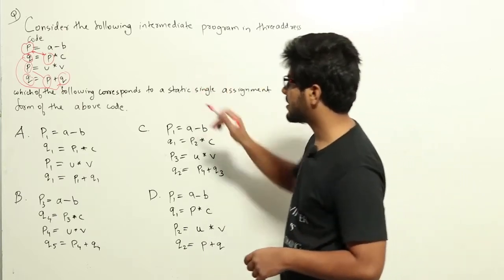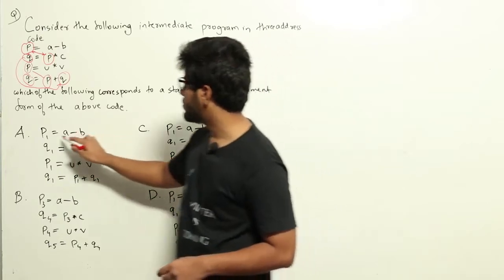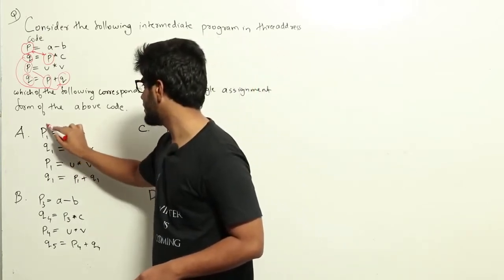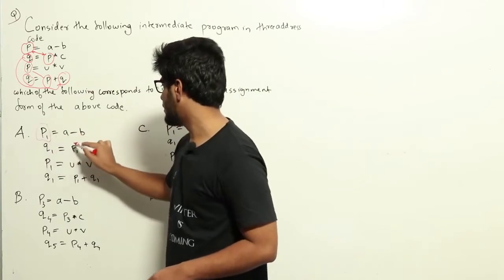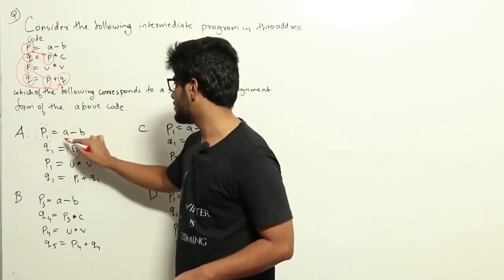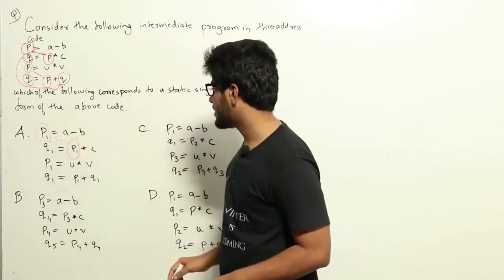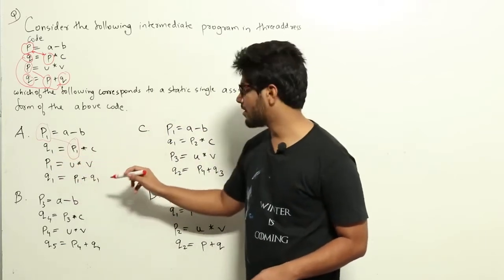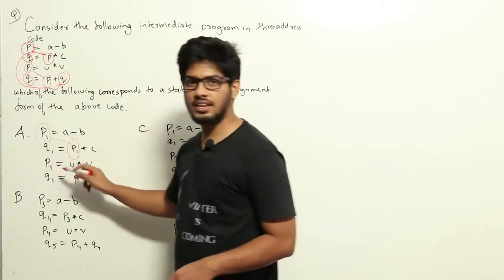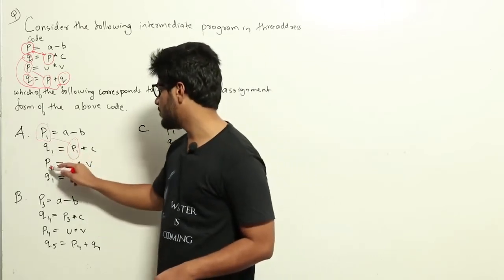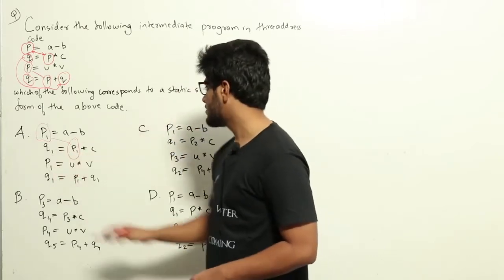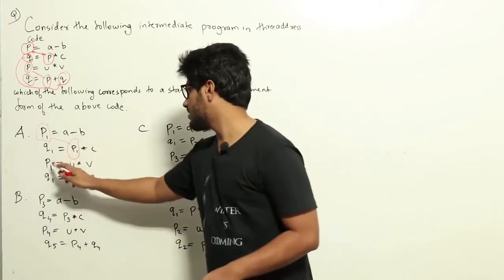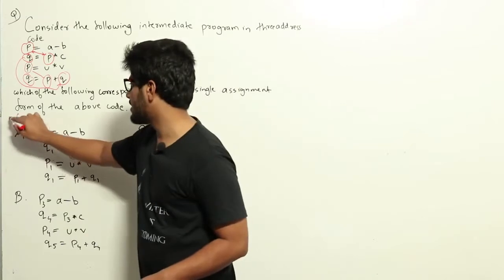Now we'll look at the options here. See, P1 equals A minus B. P is being given a new subscript 1 here. That's fine. And here it's used as P1. So P1 and P1 is the same. This is correct. After that, we are assigning P1 equals U into V. This is wrong. Here, P is getting assigned again, so we had to use a new name like P2 or something here. So this and this are matching, not different names, so A is not the answer.